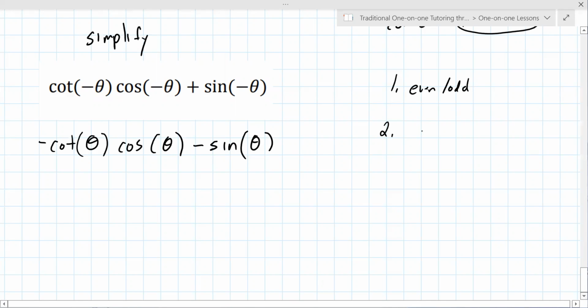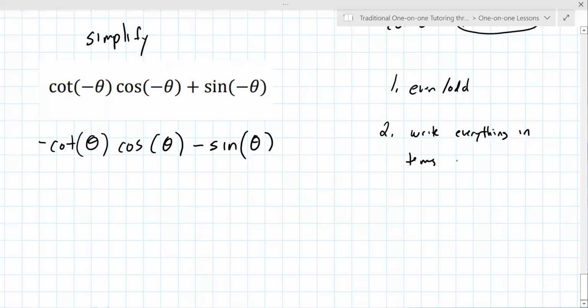One of the strategies to simplify is you write everything in terms of sine and cosine. If it's sine or cosine already, you're fine. But this cotangent, you have to convert to some combination of sine and cosine. Can you tell me what that is? What is cotangent in terms of sine and cosine?